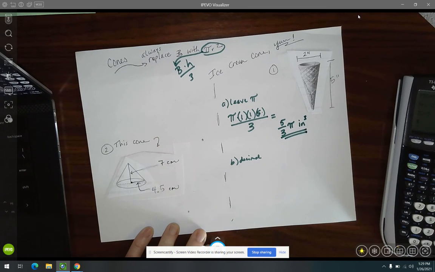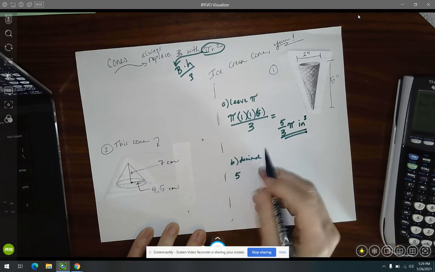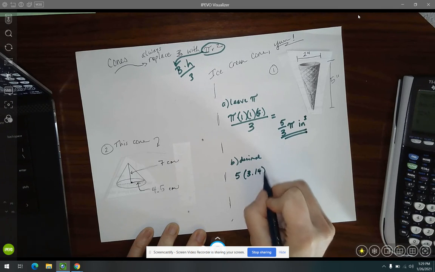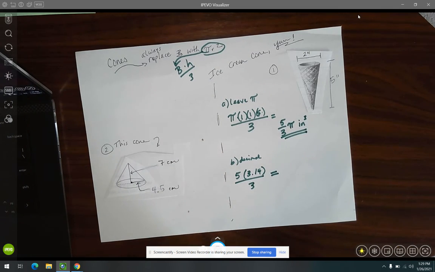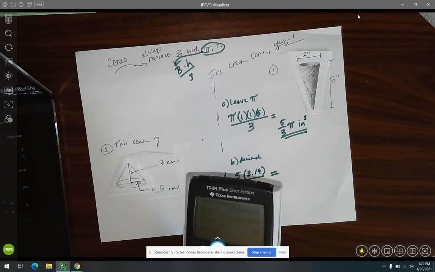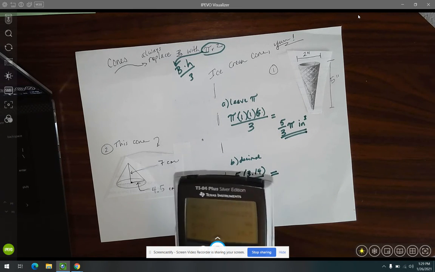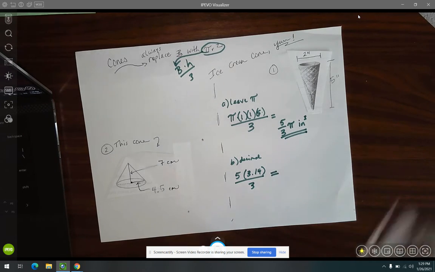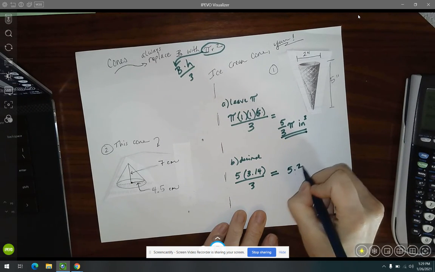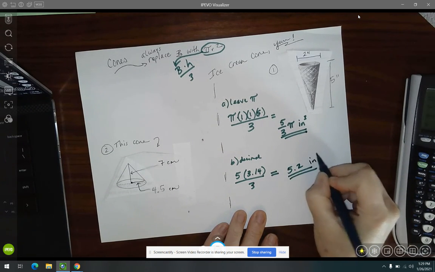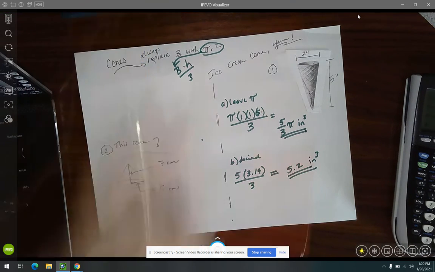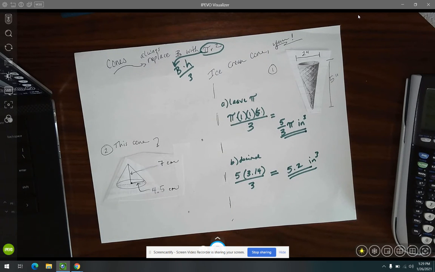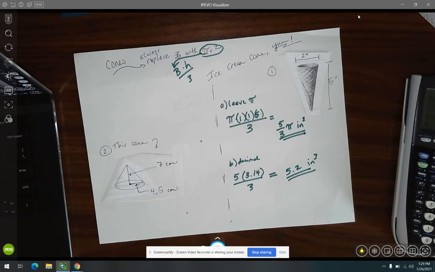The decimal of that, basically take that 5, multiply times 3.14, and divide by 3. So you're just replacing, right? 5 times 3.14 divided by 3. 5.2. And this was inches cubed. So an ice cream cone. This does not count ice cream that would be above the cone. This would be what it is when it's filled to the top and not bulging over, of course.